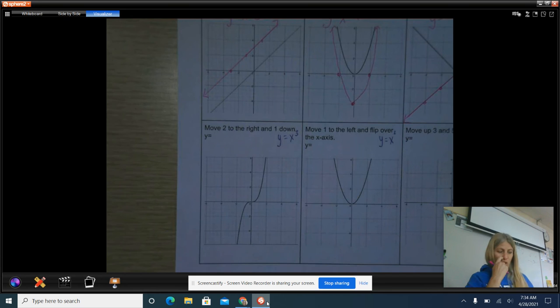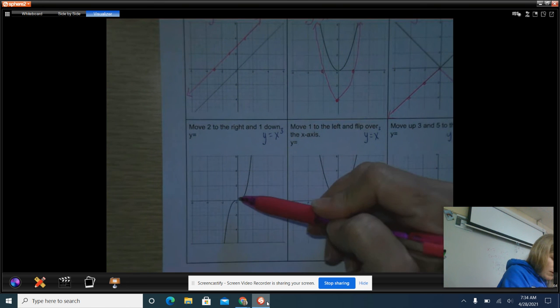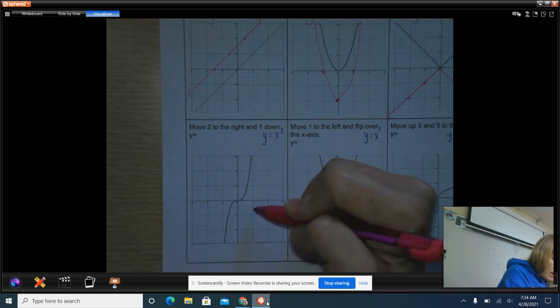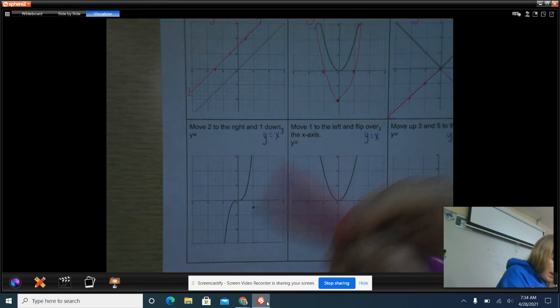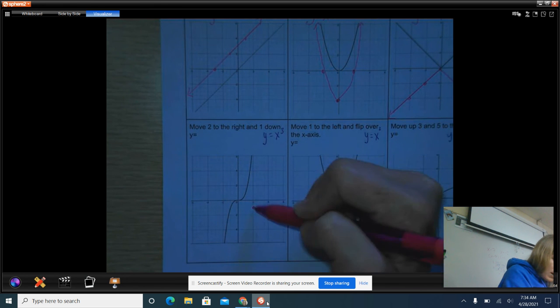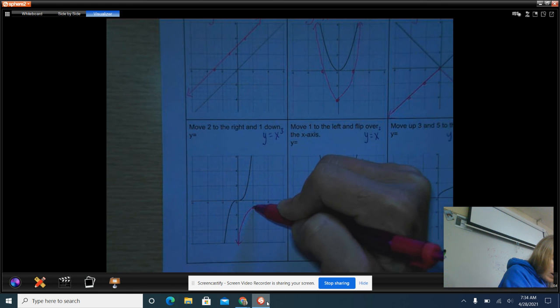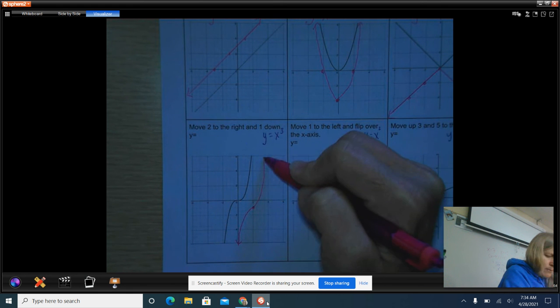We are moving 2 to the right and 1 down. So this point, we're going to go 2 to the right and 1 down. Okay, so here we're going to go 2 to the right and 1 down. So now we're going to go ahead and mimic. So we're bringing that down. We have our half of our parabola going this way and our other half of our parabola coming back up.